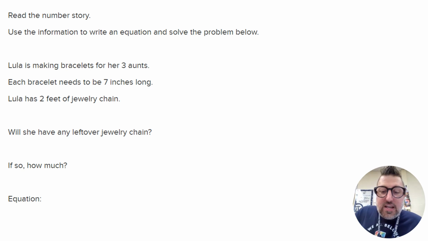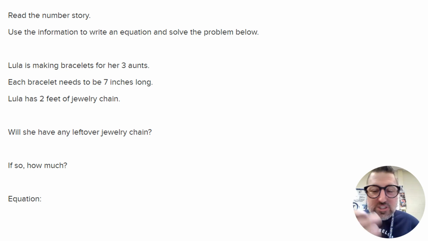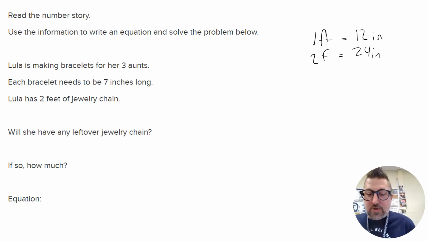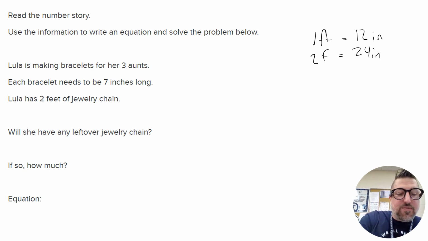So I know that she has 2 feet of jewelry chain. First, I have to convert that into inches in order to do it. 1 foot equals 12 inches. So 2 feet equals 24 inches. All right, so she has 24 inches worth of chain. If I'm going to write this in my equation, I can put that in there, or I can just start with 24. I'm going to put it as what I did first to convert.